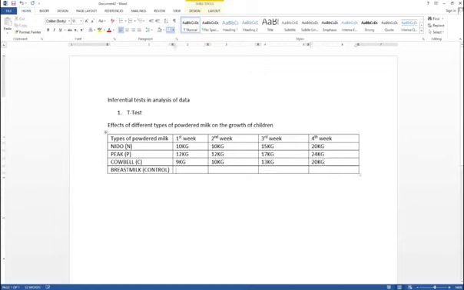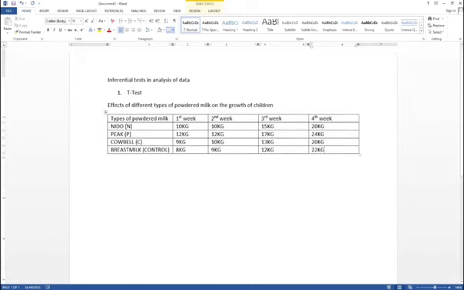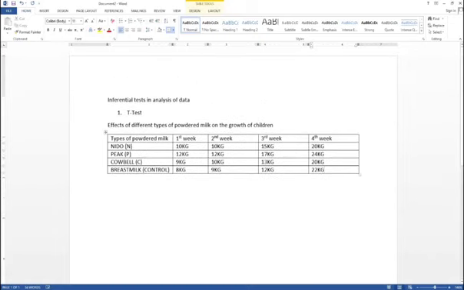For the mother's milk, that's the breast milk, we have 8 kg here. Second week we have 9 kg. Third week we have 12 kg. And then the fourth week we have 22 kg. This is what a table of ANOVA will look like.